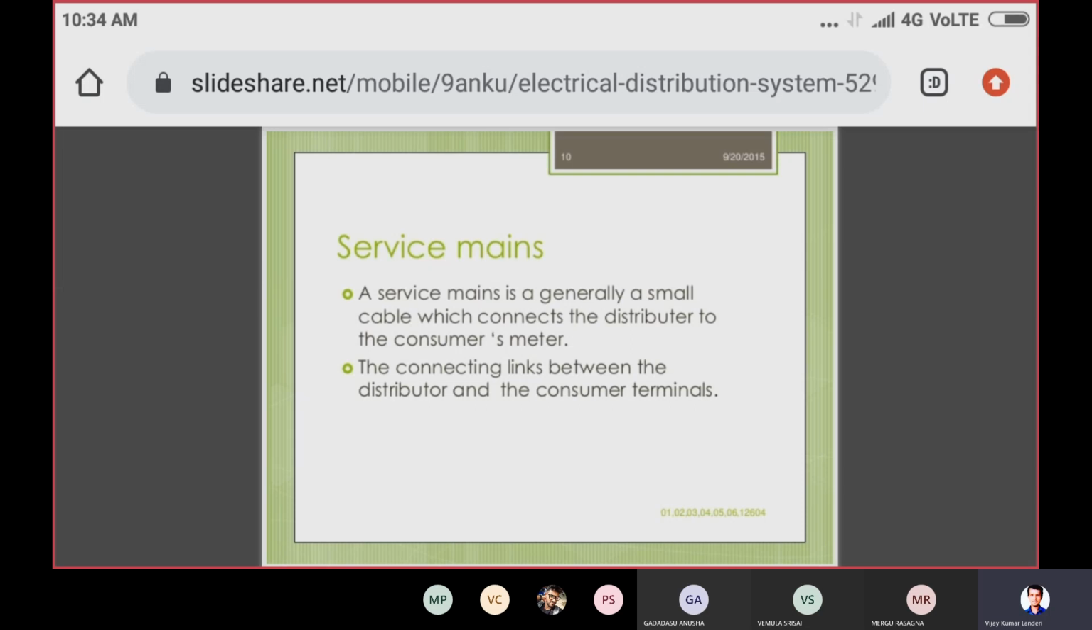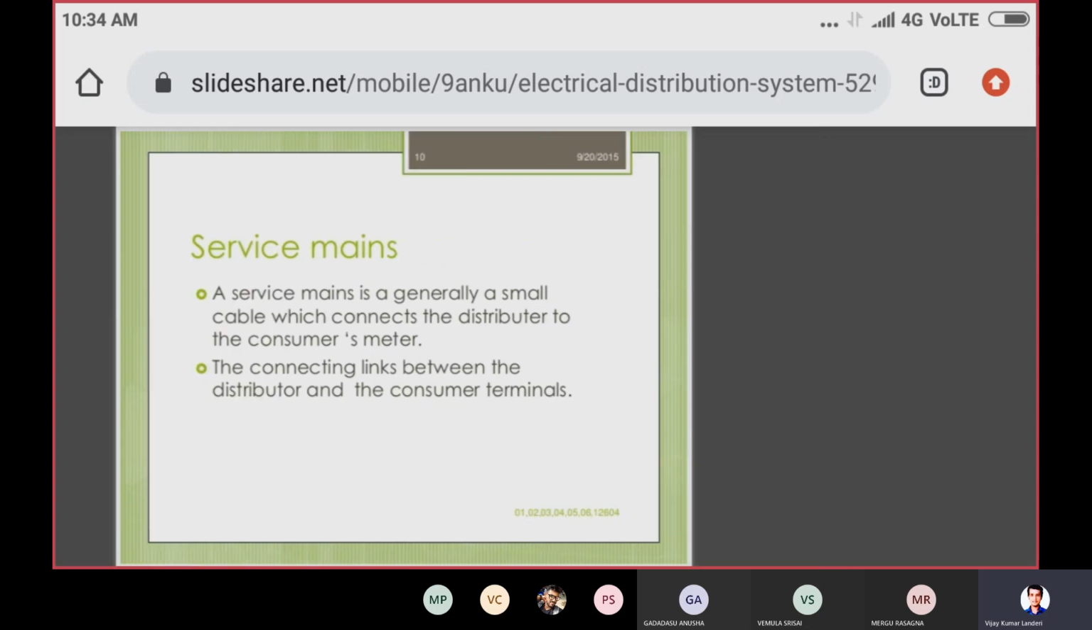Next comes the service mains. So what is a service mains? Service mains is generally a small cable which connects a distributor to the consumer meter. So whichever cable connects the distributor to the consumer meter is the service mains. These are the connecting links between the distributor and the consumer terminals.